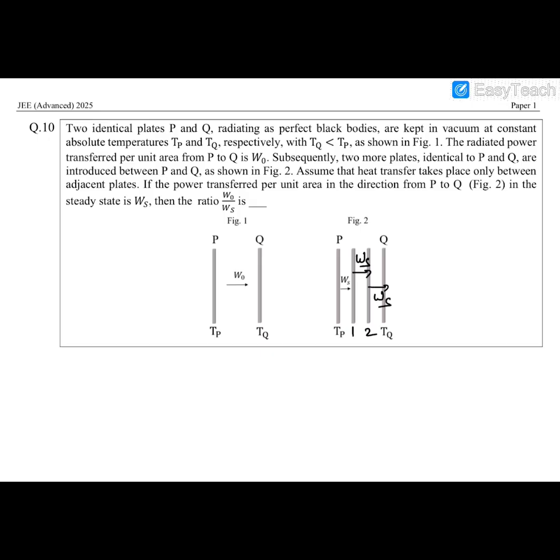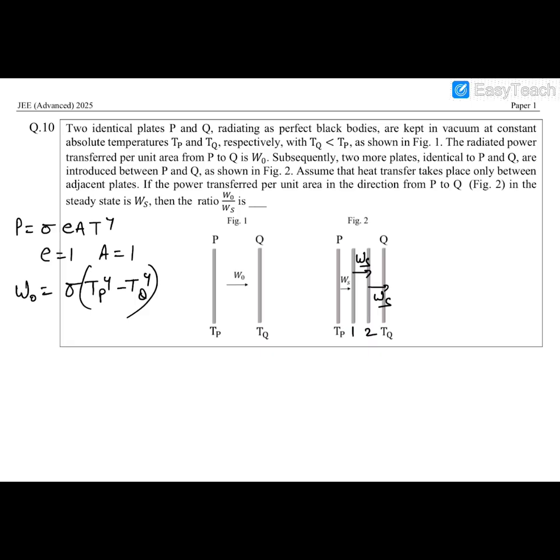Okay, so we can say that first of all W naught. We know that power is sigma E A T to the power 4, and E is 1 because these are ideal black bodies, and area A is also 1 because the power transferred per unit area is mentioned in the question. So W naught will be sigma into Tp to the power 4 minus Tq to the power 4. This is the net power transferred between P and Q.